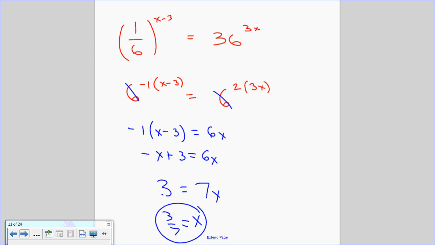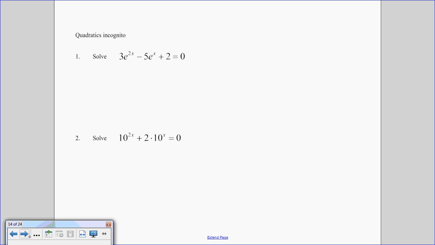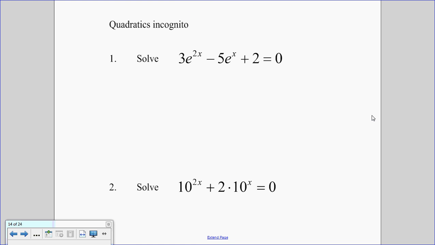All right, let's do one more thing. Look at these guys. These look troublesome. I'm already telling you what they are. These are quadratics incognito. We're going to be using our quadratic techniques to solve these. The U substitution thing, remember that? That's what's going to happen.